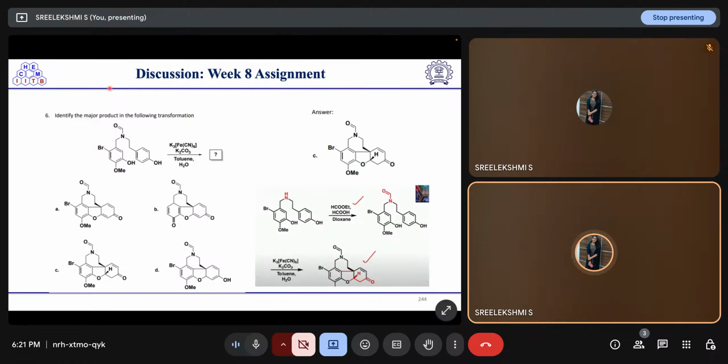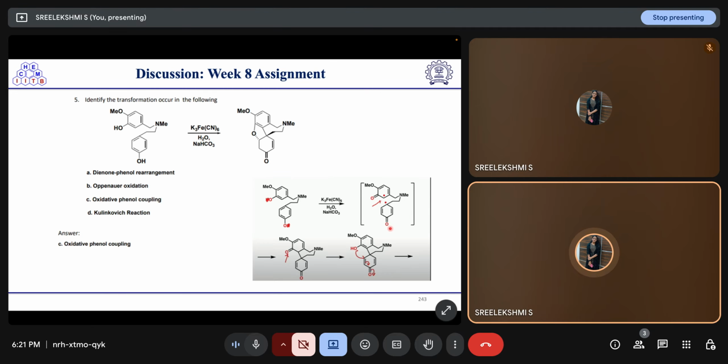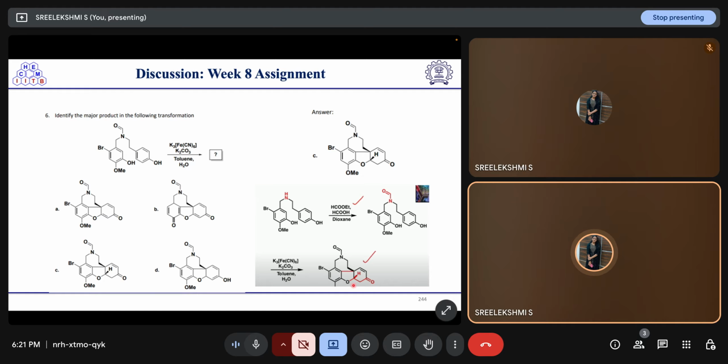So here the correct answer is option C. What is happening here? Firstly, this will be converted into the corresponding formamide. The formyl group will come over this nitrogen by using the formate ester and formic acid. Then in the presence of K3Fe(CN)6, as we discussed earlier, this oxidative phenol coupling will take place to form this product. So the correct answer is option C. Here we are directly starting with this one, so the oxidative phenolic coupling is taking place to form this compound C.